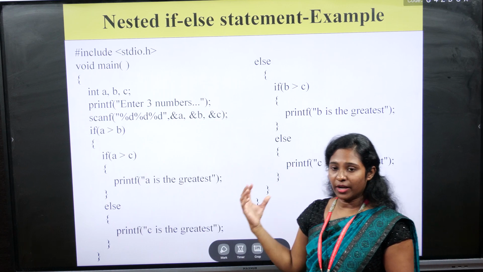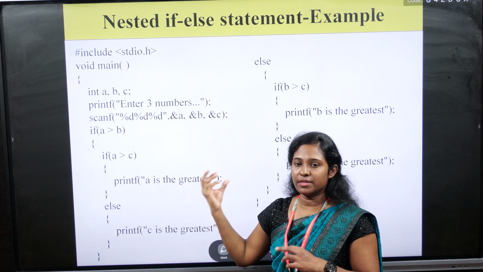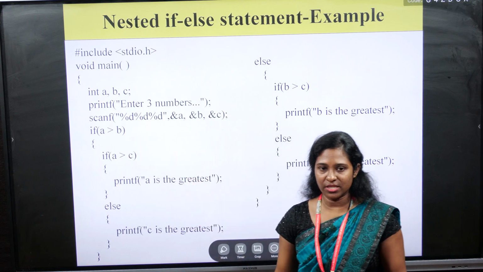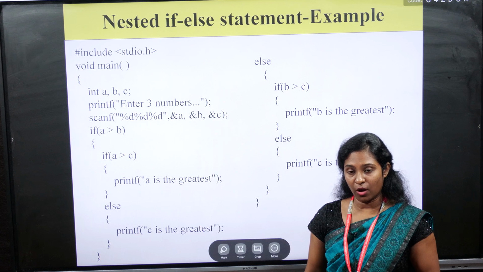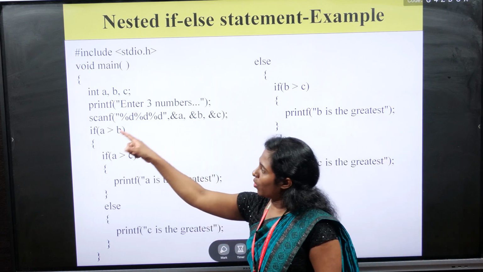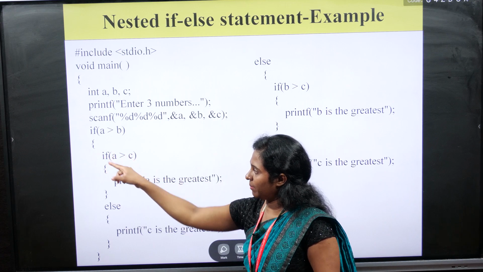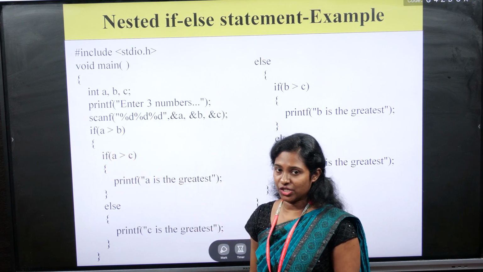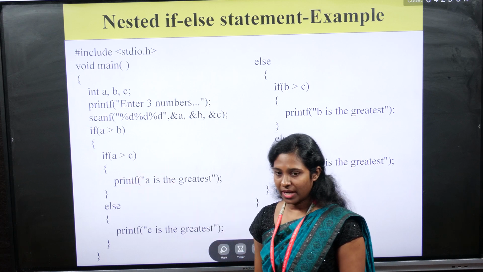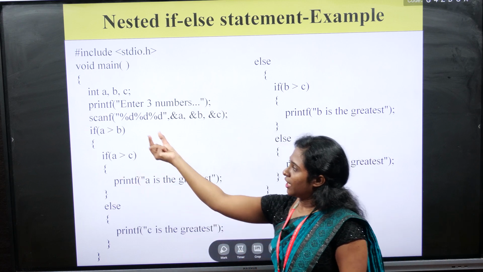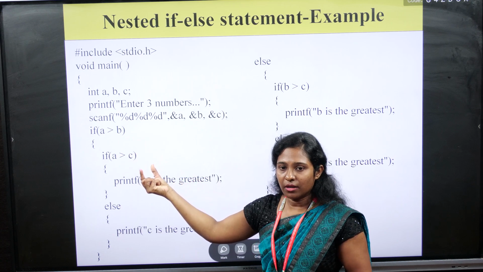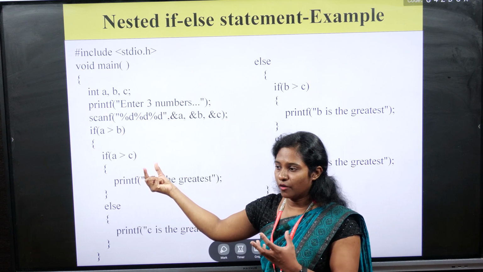Now we are going to find out which of these 3 is the greatest. If a is greater than b, we cannot simply conclude that a is greater, because we have to check whether a is greater than c also. So open the if condition, open the curly braces, write one more if condition. If a is greater than c, open the curly brace again. In this, if a is greater than b and a is greater than c, we can conclude that a is the greatest of 3 numbers.